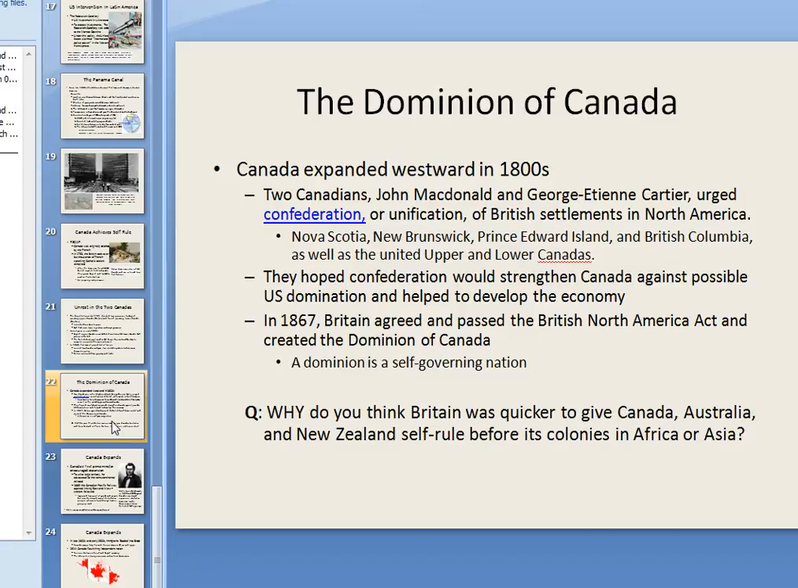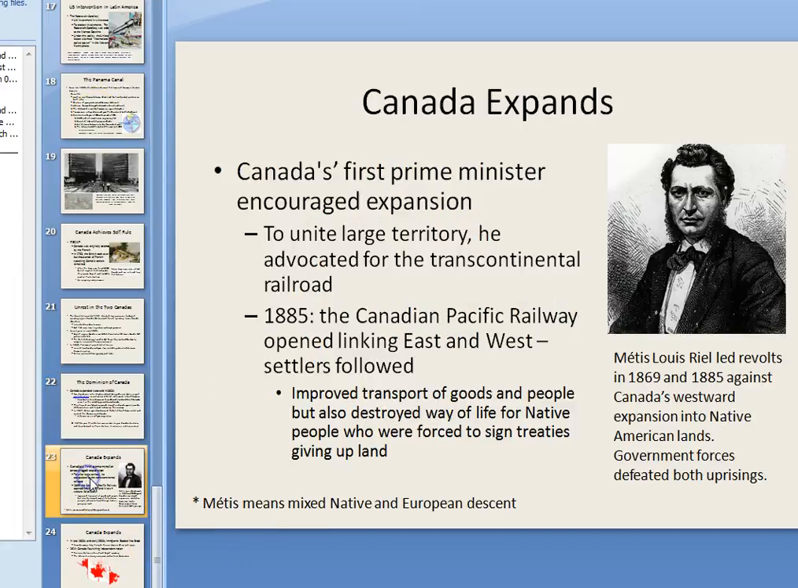So ask yourself, why do you think Britain was quicker to give Canada, Australia, and New Zealand self-rule before its colonies in Africa or Asia?